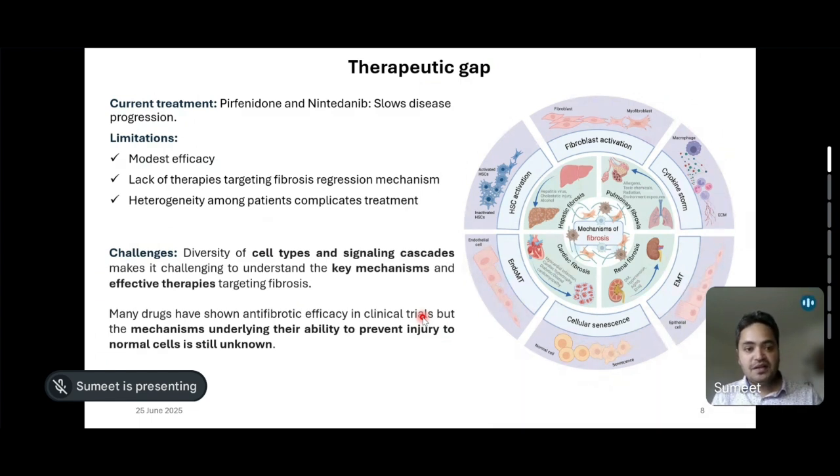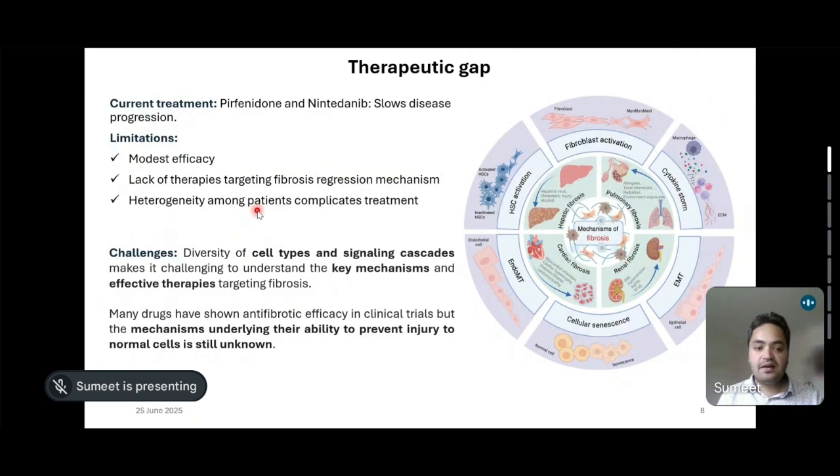As I mentioned in the previous slide, pirfenidone and nintedanib slow the disease progression, but the limitation is they have modest efficacy. They lack a therapy targeting the fibrosis regression mechanism, and there is a lot of heterogeneity among patients, which complicates the whole treatment. It also means that because we do not have any drugs which can actually regress the fibrotic mechanism, if you have fibrosis, it cannot be reverted back, which suggests that we need to target fibrosis at a very early time point rather than waiting late.